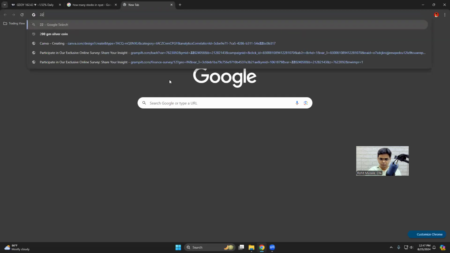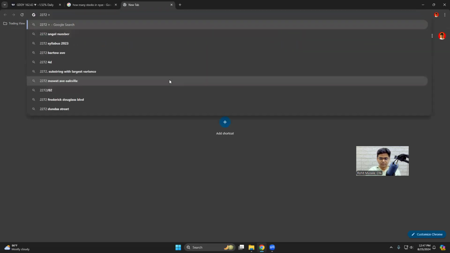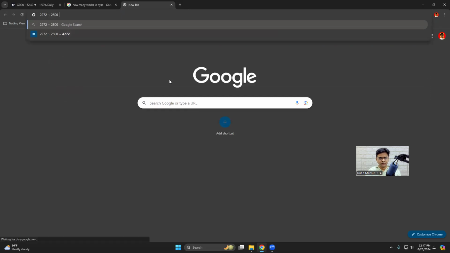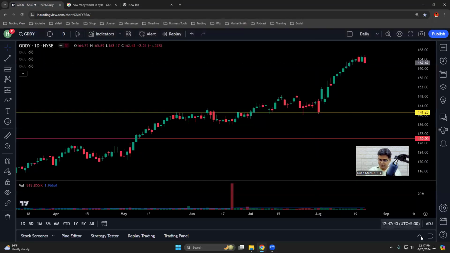So 2,272 plus 2,500, which is 4,772. This is the number of stocks that we should get in the US market if we are only looking at common stocks within Nasdaq and NYSE. Okay, we are not including ETF, we are not including mutual funds, we are not including REIT, we are not including depository receipts and things like that. When you add those things, then the number goes beyond 10,000, maybe 17,000. Okay, so let's look at the filter.